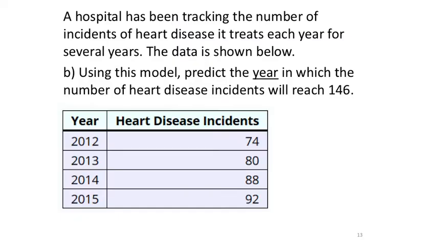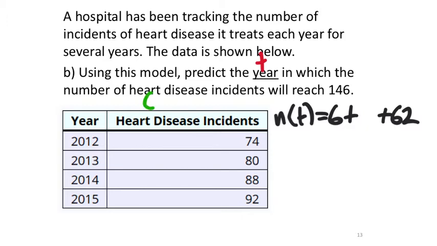All right, same problem, part B, using the model predict the year. Let's go back and get the model then. N of t equals 6t plus 62. Sorry, my t's look like plus signs. But it says, using this model predict the year, that's t, by the way, t for time, in which the number of heart disease incidents, that's the N of t, will reach 146. That means the N of t here needs to equal 146.